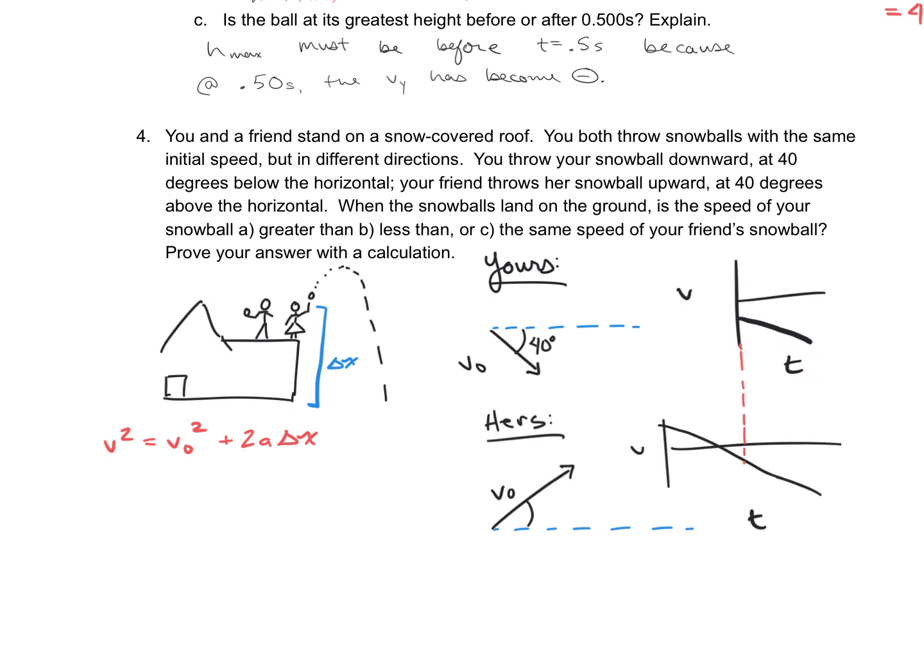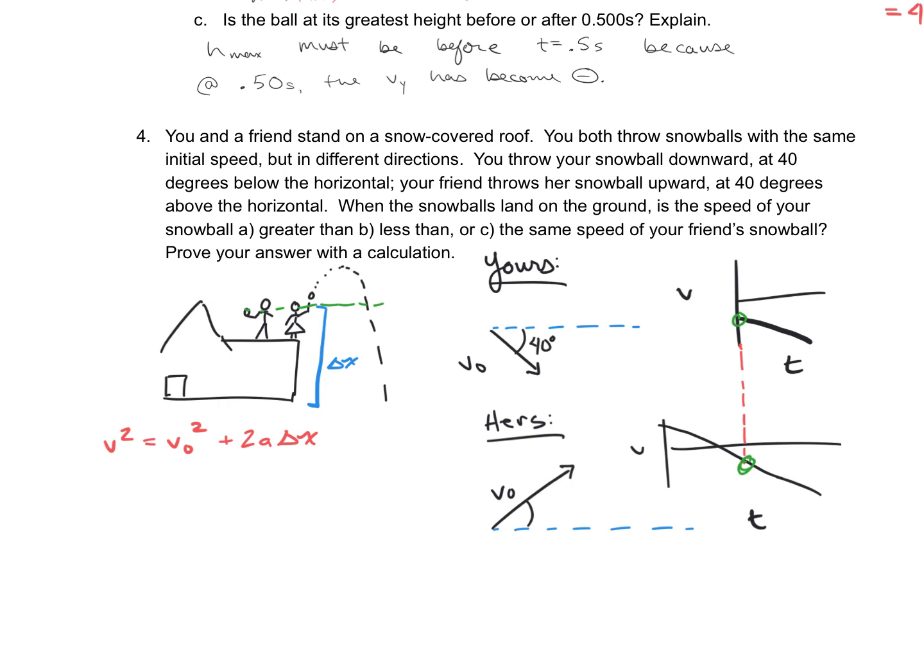Now your friend, if she has a snowball and she throws it up like this, that means her velocity at the beginning was positive because it was going up, but it also accelerates after it leaves her hand. And so at the same point on the parabola, at the same position, you would end up with the velocity at the same point.